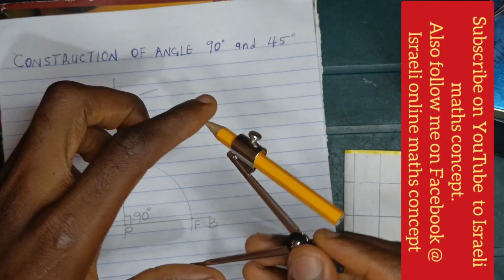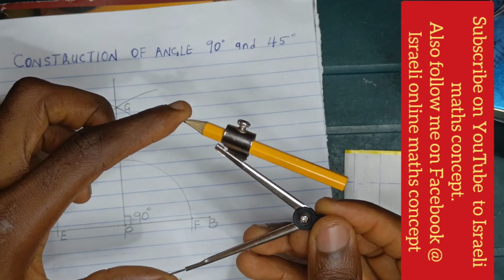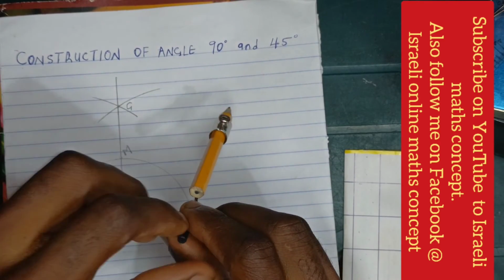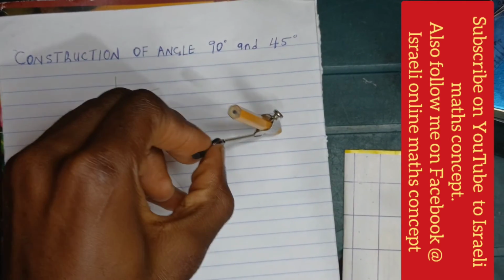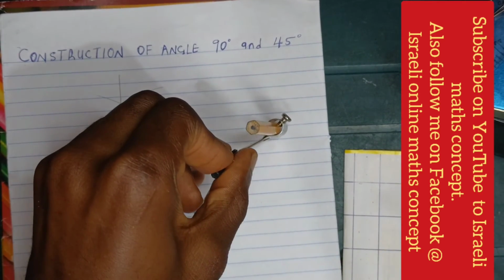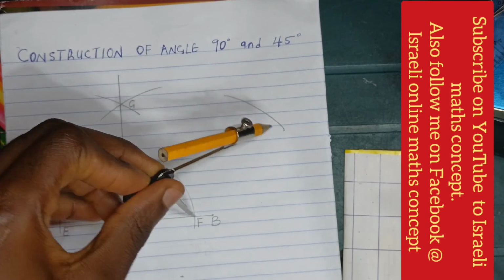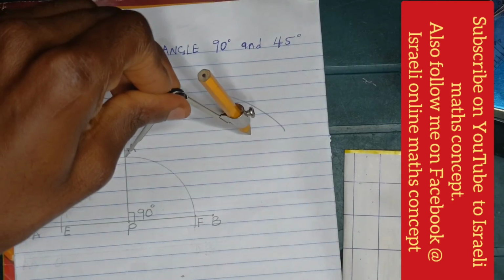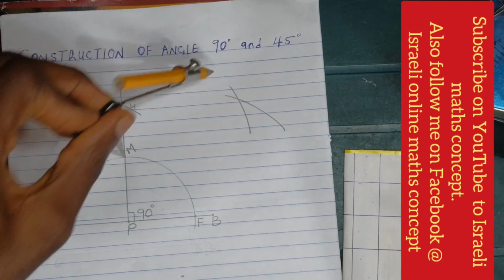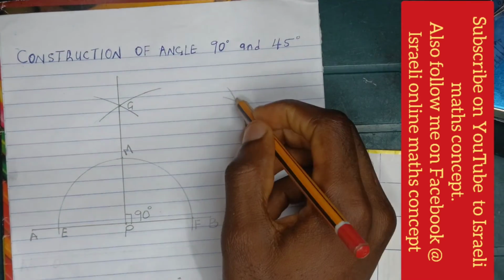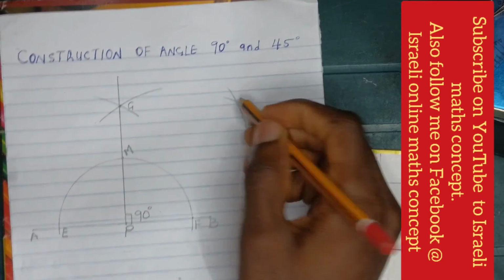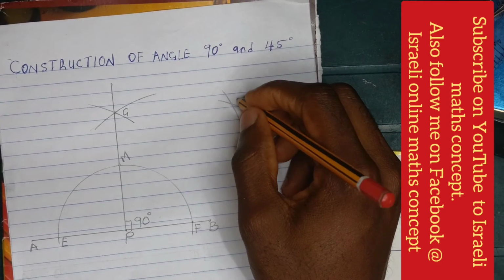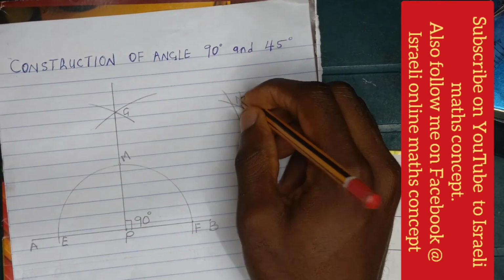So I increase my pair of compass to a certain radius and put it on my point F and draw an arc. Then I pull it out and put it on this point M. Then I cut my arc. At this very point of intersection, where these two arcs meet, I dot it. I call it point N.